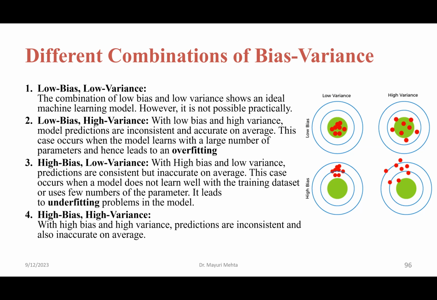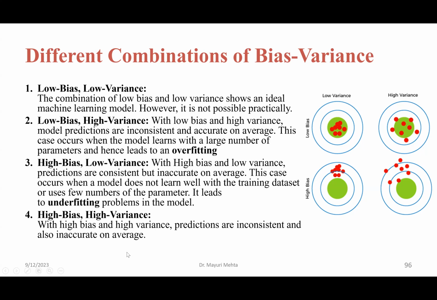So these points also describe the differences between overfitting and underfitting. I hope you understand the differences. Suppose it is asked what the differences are, then you should be able to describe that overfitting occurs when the model learns from a large number of parameters. Underfitting occurs when the model learns from a small number of parameters or uses few parameters. Moreover, when there is underfitting, the bias is high and variance is low. When it is overfitting, variance is high and bias is low.